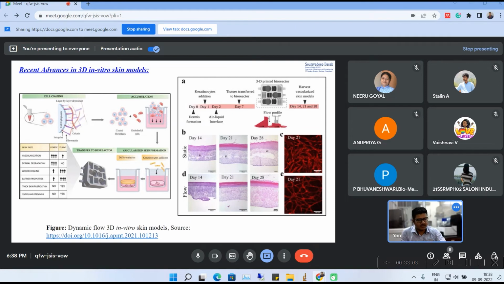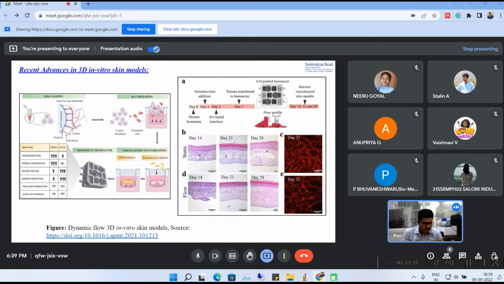You can remember last class we talked about a transwell insert, where co-culture, or a separation between the culture containers, can be created. These kinds of inserts are used, and using the dynamic fluid environment, we are creating 3D in vitro models.